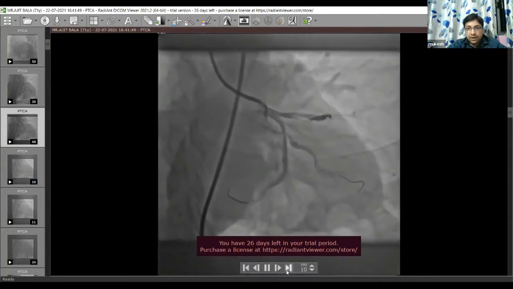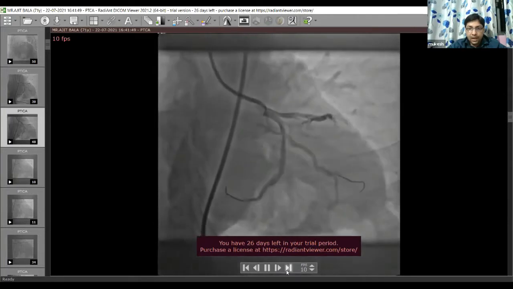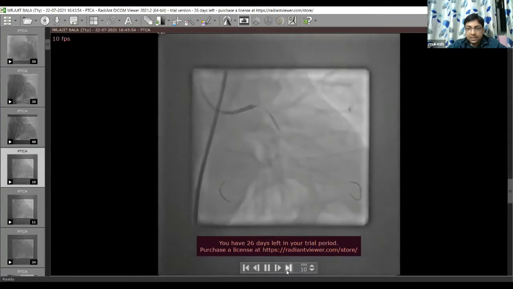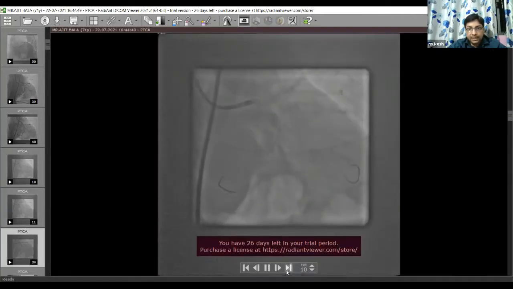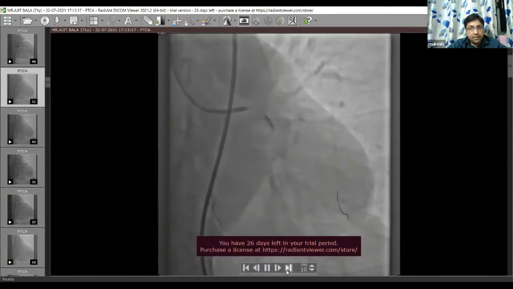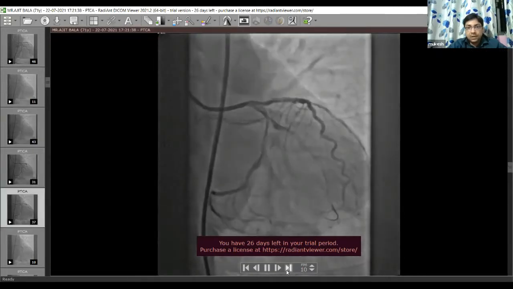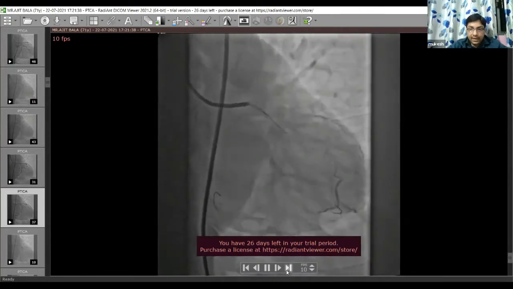First of all, we cross the wires, both main LCX and OM1, and proceed accordingly. First of all, dilate the side branch, then dilate the main LCX vessel, and then do kissing balloon dilatation of both LCX and OM1. After that, bed preparation. I took a drug-eluting stent of 2.75/18 to the side branch and inflated it.